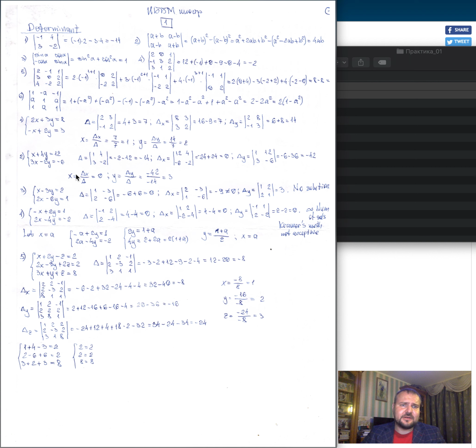It's not a problem because x would be 0 divided by 4. It would be equal to 0. It's a normal answer for x. And for y, the same way, the determinant would be minus 42. And y is the determinant of y divided by the main determinant, which equals 3.